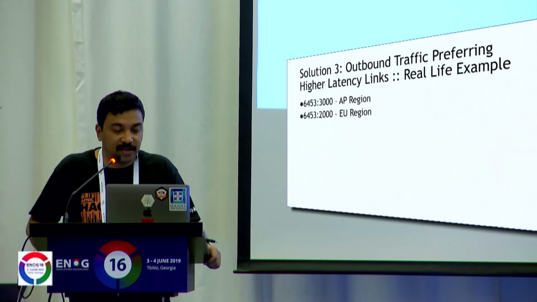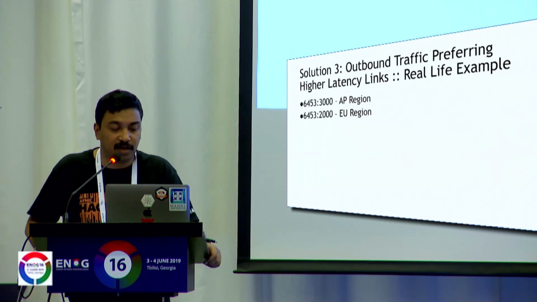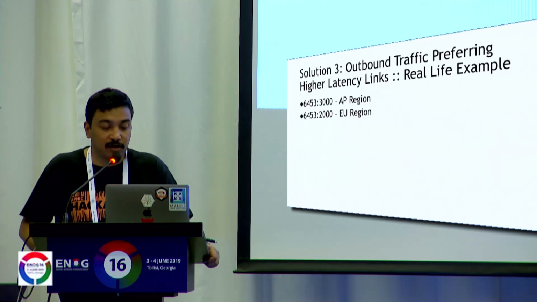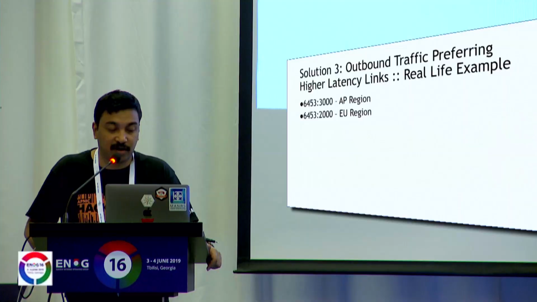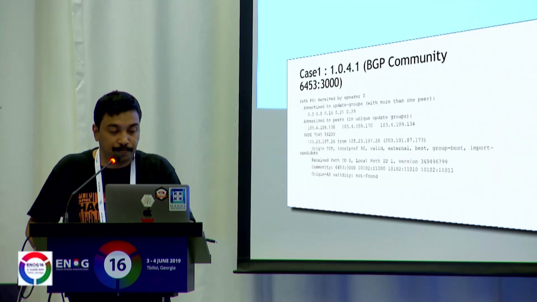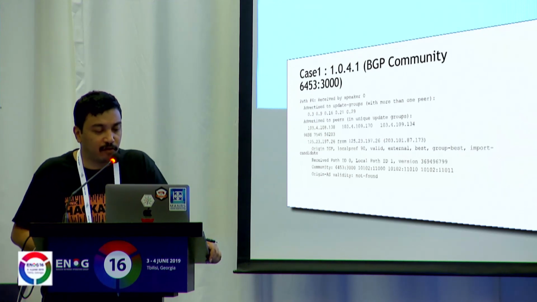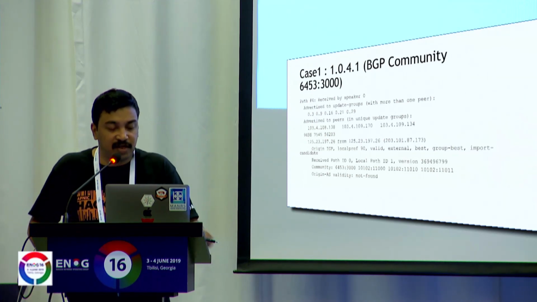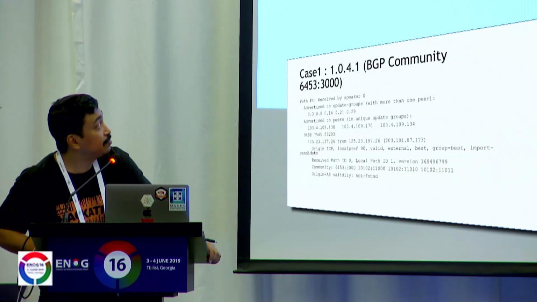So let's first check that AS10102 has an upstream provider, Tata Communications. They have the BGP community 6453:3000, which identifies the routes from the Asia Pacific region, and 6453:2000, which defines that the routes are originating from the EU region. We are going to do a case study with one prefix from 1041. You can see that this prefix has got BGP community 6453:3000.